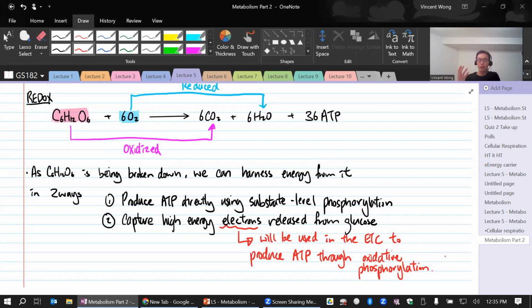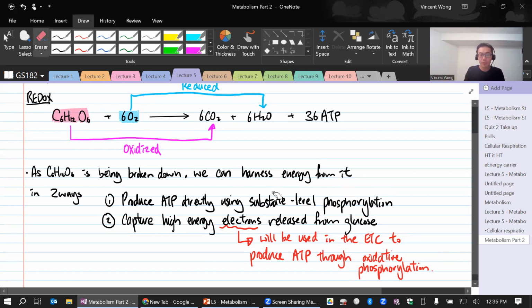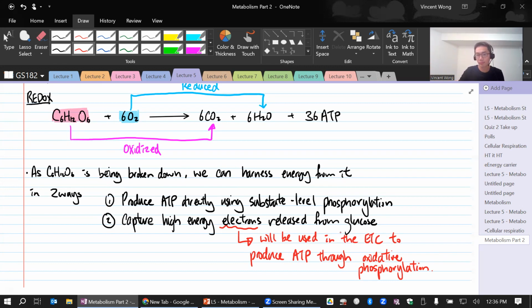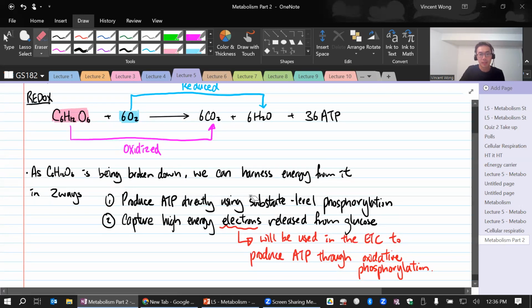By the time we finish Krebs cycle, we have 4 ATPs. Not a lot, okay, just 4. And those 4 ATPs are produced through substrate level phosphorylation. And then we have a bunch of NADH and FADH2, right? So here, we produce ATP directly using substrate level phosphorylation. Net, we say 4 net ATP, not a lot.